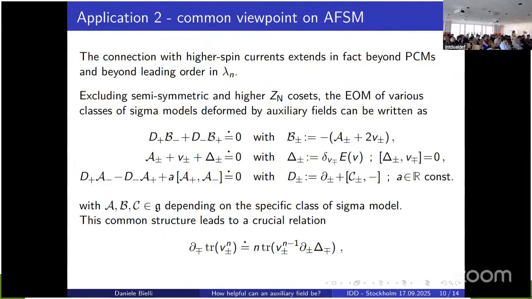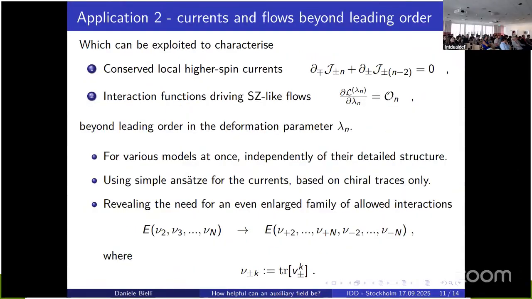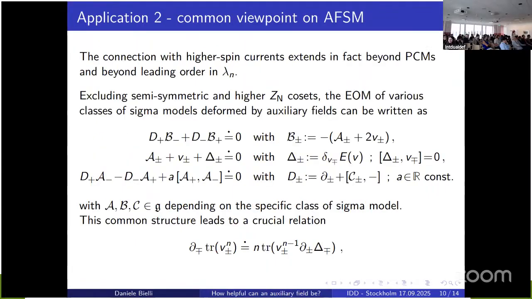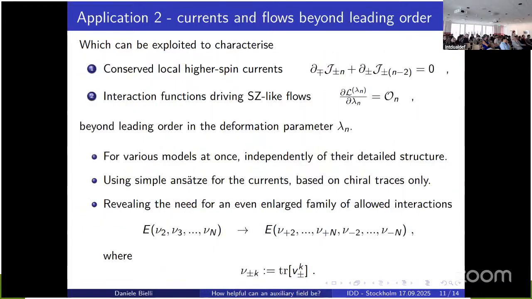So basically you can write down a system of equations and study these two conditions. And this can, interestingly, nicely, be done beyond leading order in the deformation parameter lambda n. This is since the structure of equations that I showed holds for all these classes of sigma models that we took into account. These two properties can be studied for all of them, independently of their detailed structure.